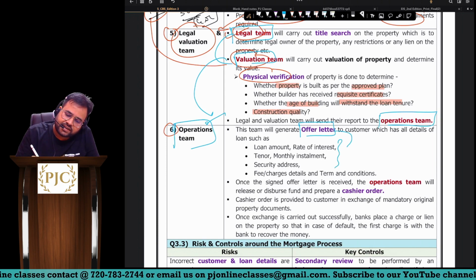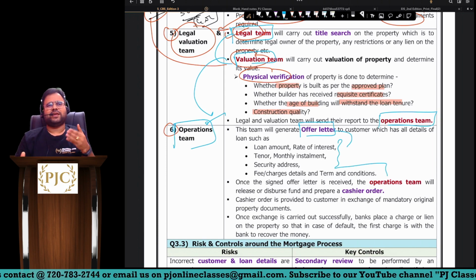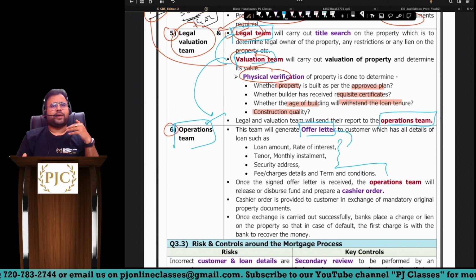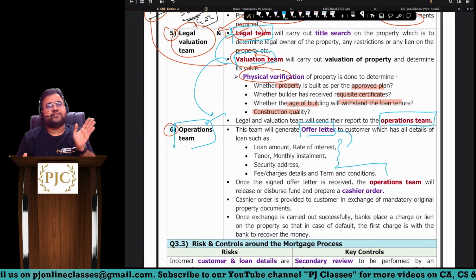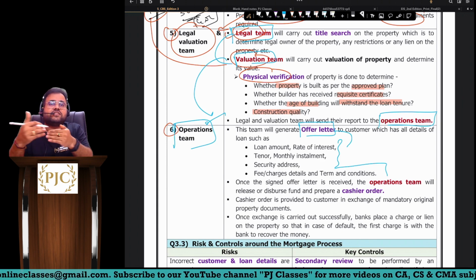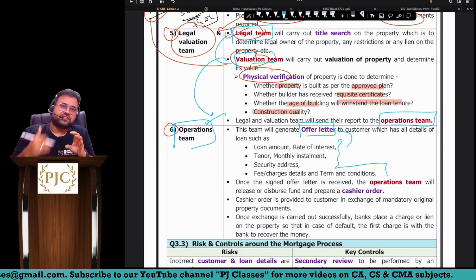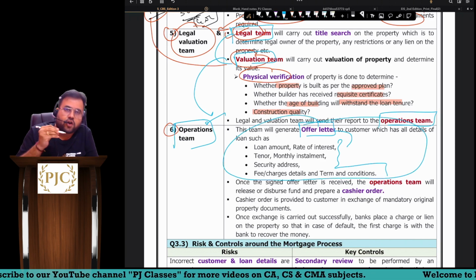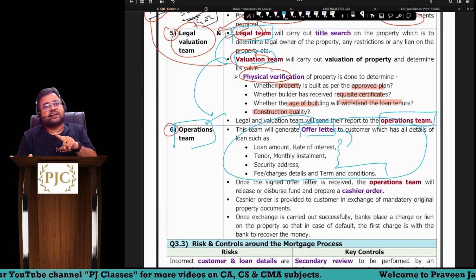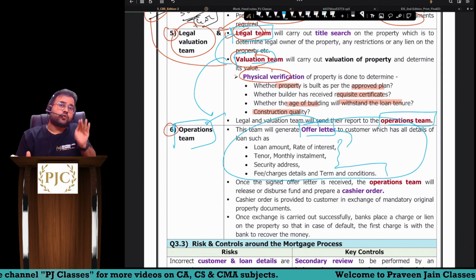Sir, in the sanction letter all these terms are explained: you have approached our bank, these are the borrower details, this is the property details, this much is the loan given, this is the rate of interest, this is the tenure, and we are having the first charge. All these things are explained in what, sir? The sanction letter or offer letter. Now, who is giving the sanction letter? Sir, the operation team.